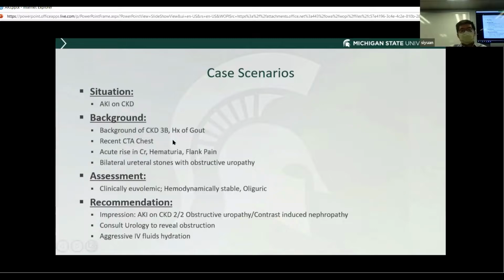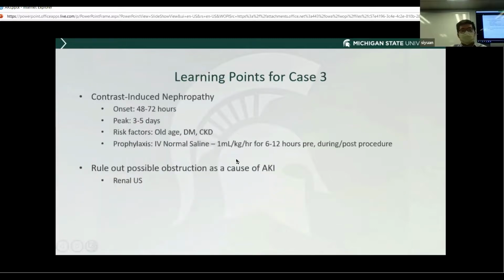The learning point for this case is really to make sure you rule out obstruction if a patient has low urine output. You might get a call about a patient on the floor saying this patient is not making urine. Rather than getting a renal ultrasound right away, one thing to do is just ask the nurse to do a bedside bladder scan.